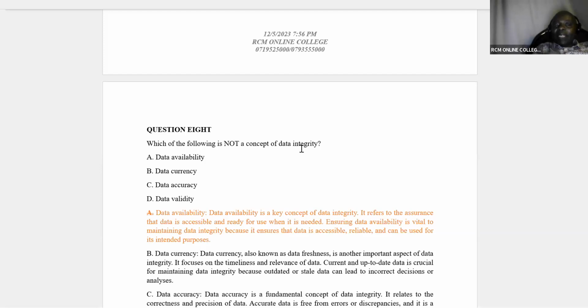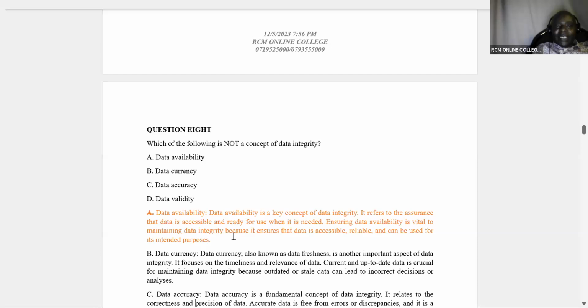If it is to be relied upon for decision making, it has to be accurate. It must be valid. So which of the following is not a concept of data integrity? Of course, the answer here is A. Data availability. Data availability is a key concept of data integrity. It refers to the assurance that data is accessible and ready for use when it's needed. Ensuring data availability is vital to maintaining data integrity because it ensures that data is accessible, reliable, and can be used for its intended purposes.